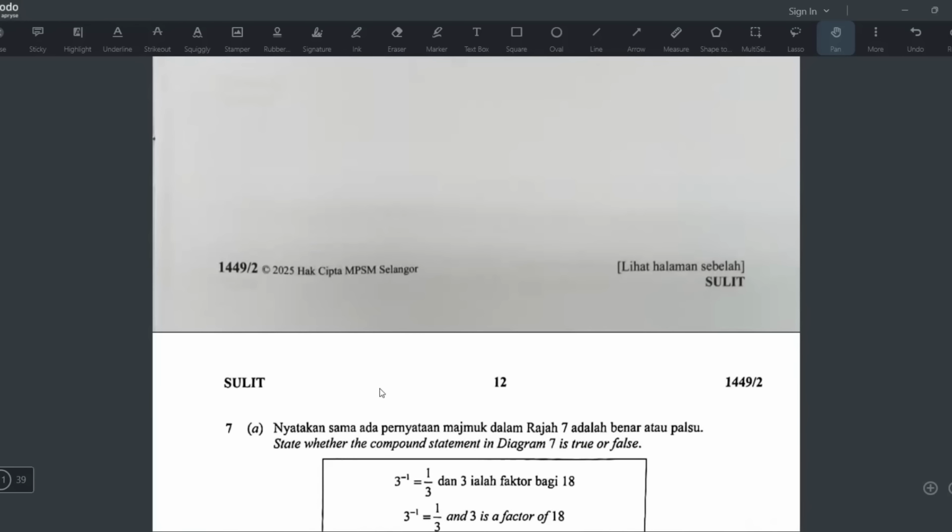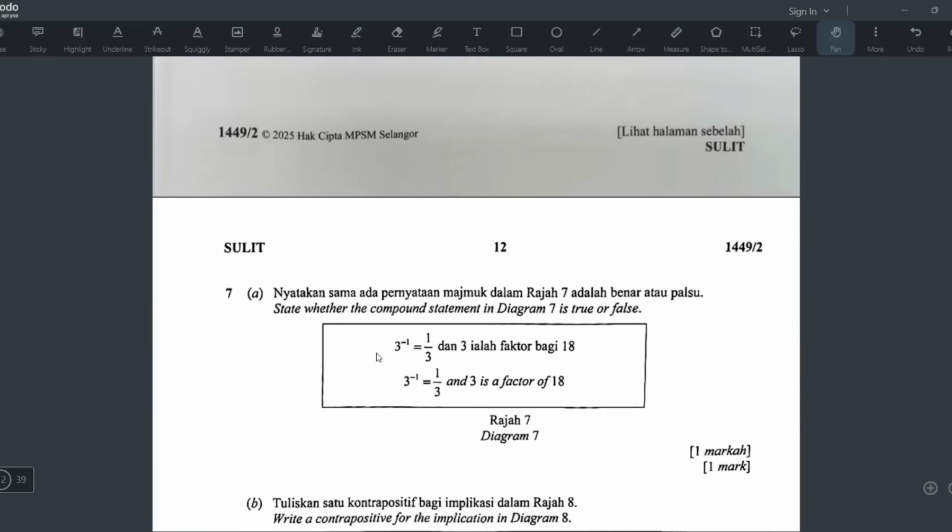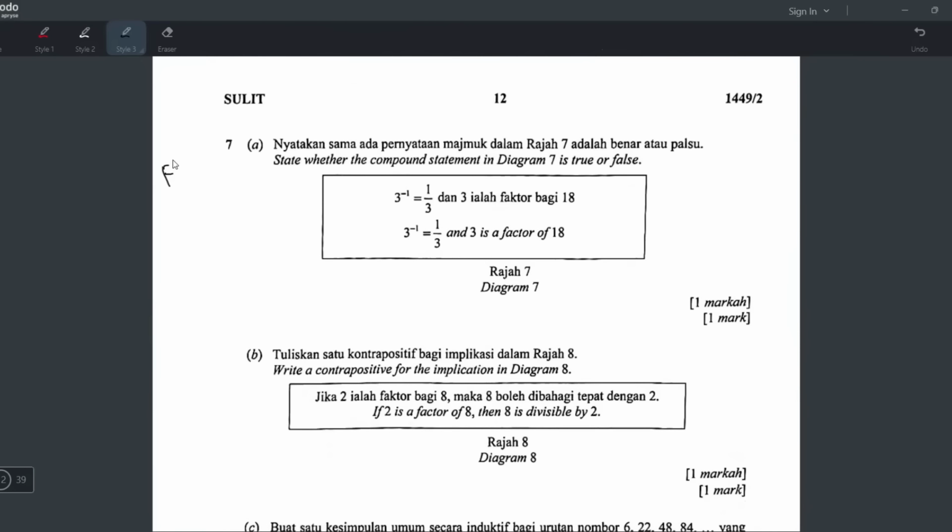Okay. For number 7, I will do it up here. So this is from Form 4 Chapter 3. It's called logical reasoning. Dalam bahasa Melayu, penaakulan logik. Okay, state whether the compound statement in diagram 7 is true or false.